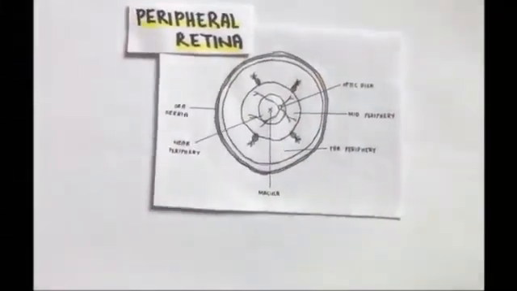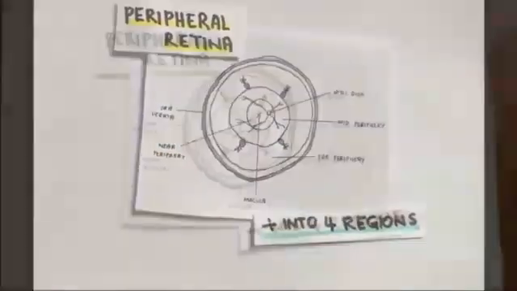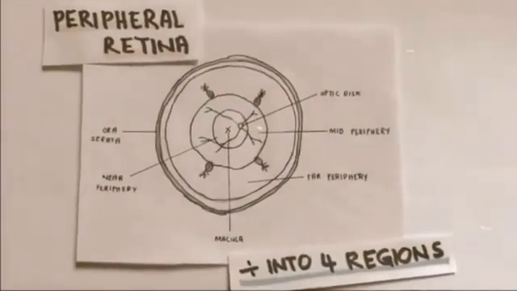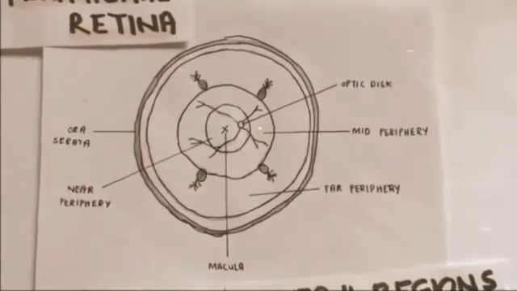The next part of the retina is the peripheral retina, and it is divided into 4 regions, which are near periphery, mid periphery, far periphery, and also ora serrata.